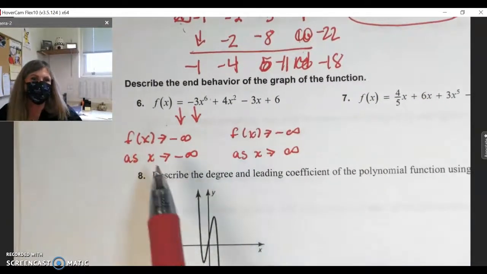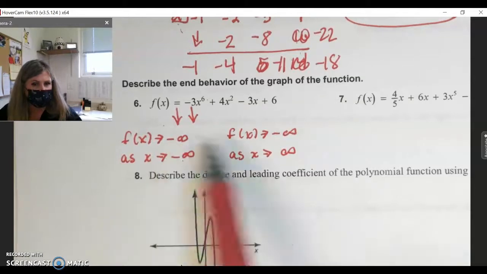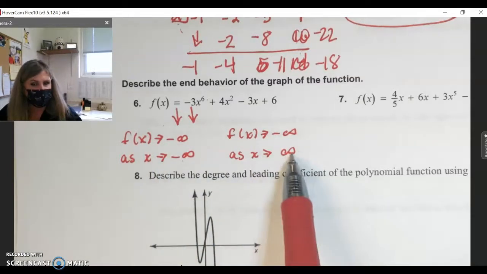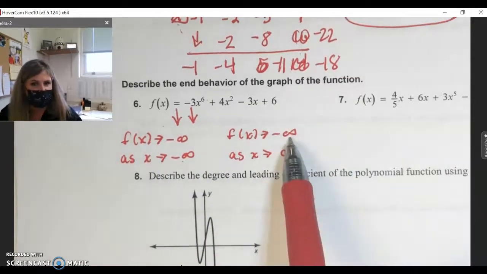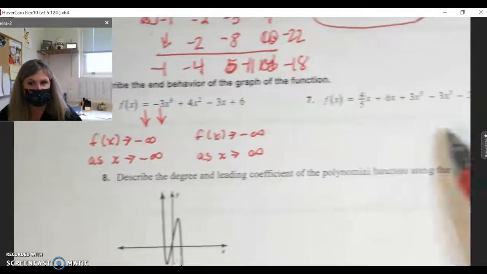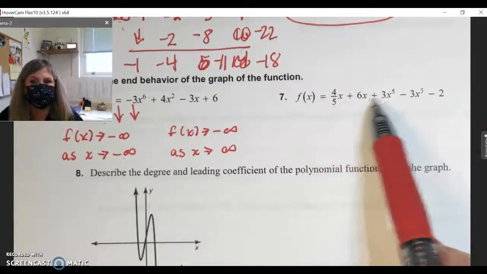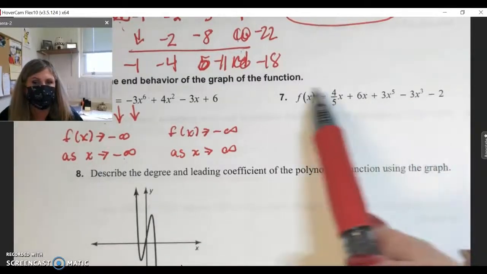Let me break that down. When we're going far, far, far in the x direction, y gets lower and lower. As x gets larger and larger going that way, y is going to -infinity. That's the way we write down, down. Okay, looking at this one, what's our degree here?